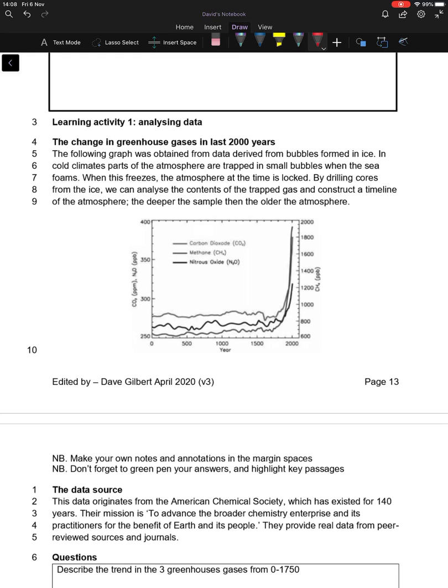Right. So the following graph was obtained from data derived from bubbles formed in ice. In cold climates, parts of the atmosphere are trapped in small bubbles when the snow forms. When this freezes, the atmosphere at the time is locked. By drilling cores from the ice, we can analyse contents of trapped gas and construct a timeline of the atmosphere. The deeper the sample, the older the atmosphere. So this tells us how it's changed over time.